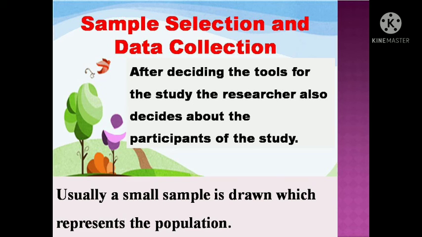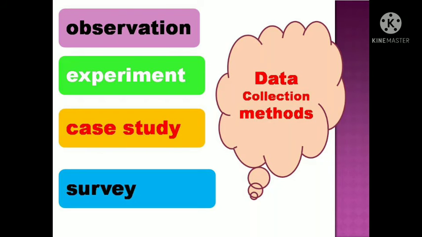Sample collection and data collection. After deciding the tools for the study, the researcher also decides about the participants of the study. Usually a small sample is drawn which represents the population. Depending on the nature of the research problem, a researcher may choose a particular method for data collection. The researcher also decides how the tools are to be administered to collect data, that is, individual or group. Observation, experiment, case study and survey are the different methods for sample collection.